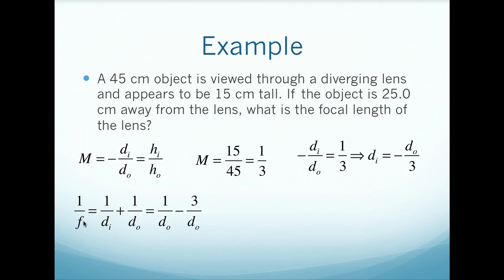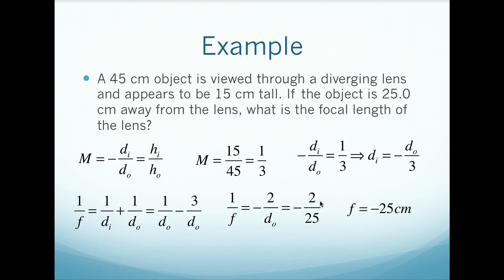So 1 over f equals 1 over d_o plus 1 over d_i, which is negative d_o over 3. So you have 1 over f equals negative 2 over d_o, and we know that d_o is 25 centimeters. From there, my focal length is negative 12.5 centimeters. Just like a convex mirror, this lens has a negative focal point because instead of focusing, light rays appear to have come from the focal point, but they did not really come from that focal point.